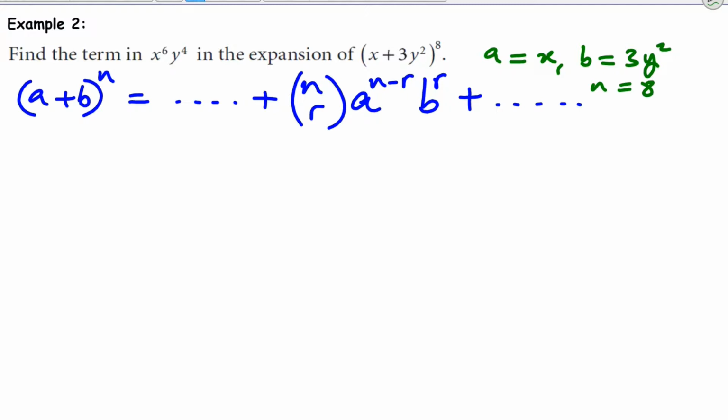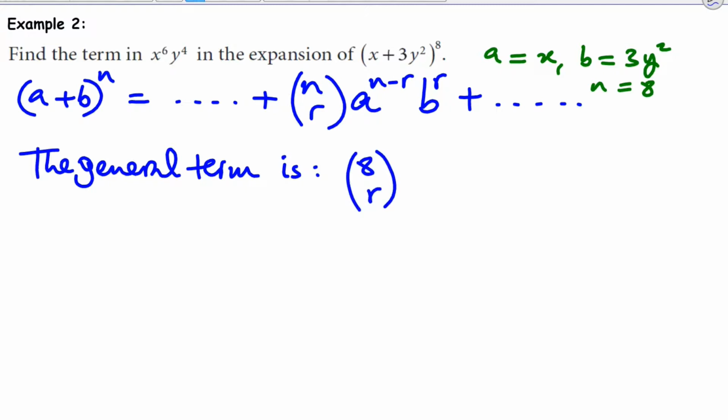So what we need to do is to plug these into the general formula to be able to get the general term. So the general term will be, we know what n is, which is 8. We don't know what r is, so we'll just write r. x to the power of n minus r, so that will be 8 minus r. And b is 3y squared to power r.